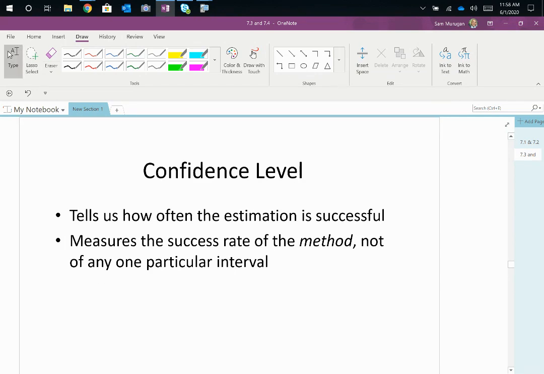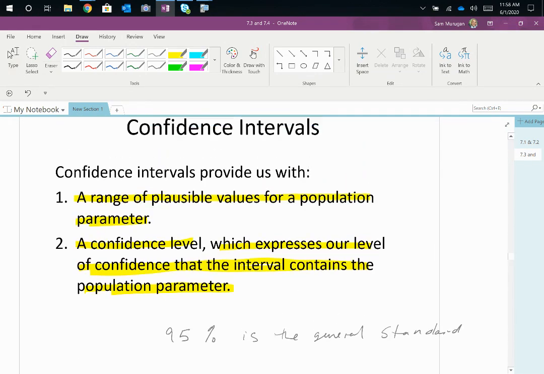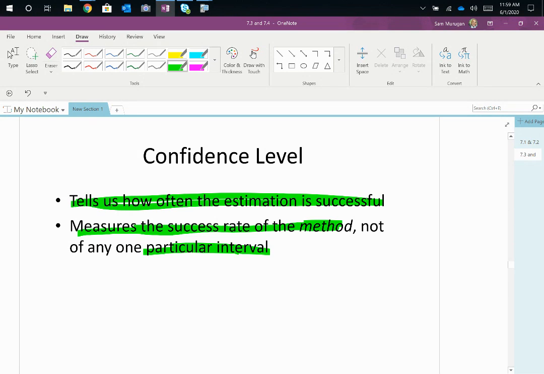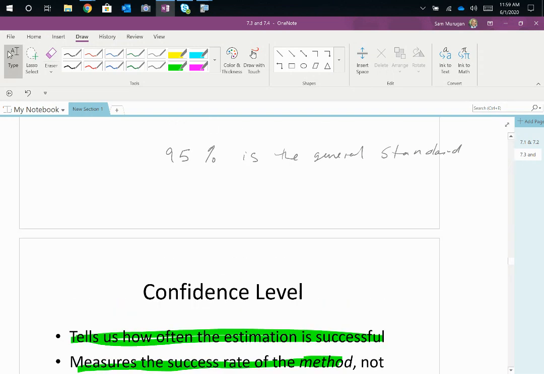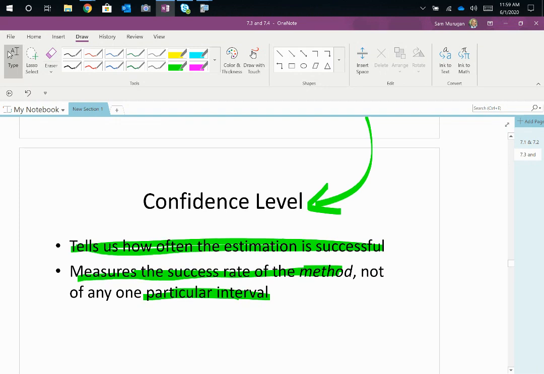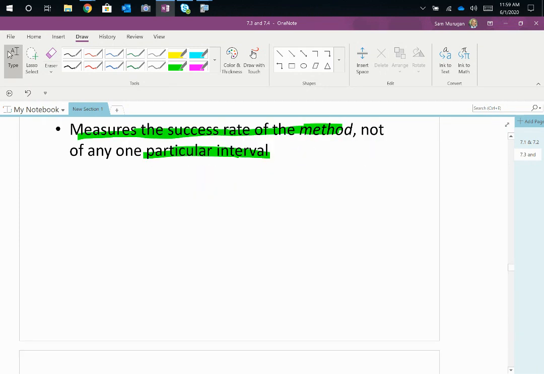Confidence level tells us, now notice the difference, confidence interval versus confidence level. Confidence level tells us how often the estimation is successful and measures the success rate of the method, not one particular interval. That's important, and it comes back again in the definition. But the level, that 95% level, measures the success rate of the method.